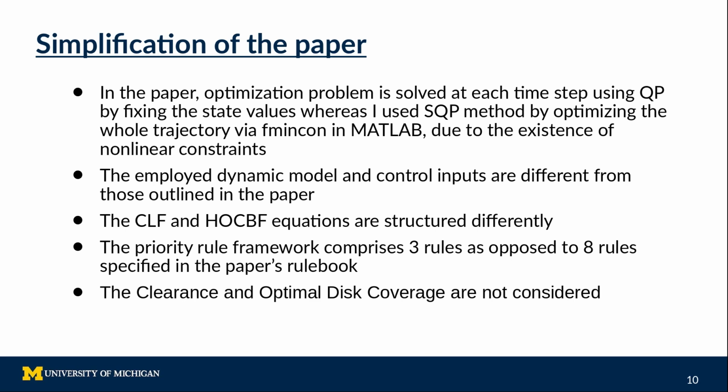So for simplifications of the paper, the paper uses QP, but we will use SQP and optimize the whole trajectory using fmincon in MATLAB, and we will of course employ a different dynamic model and control inputs. And so the CLF and HOCBF equations will be structured differently following the dynamic model. Now, in the paper, the priority rules framework has 8 rules, but we will scale down to only 3 rules so that we will simplify the implementation. And of course, the equivalence and the optimal disk coverage are not considered in this project.